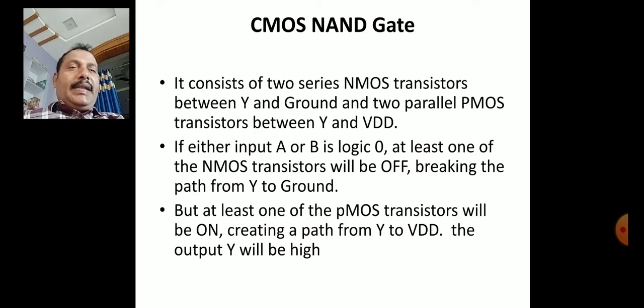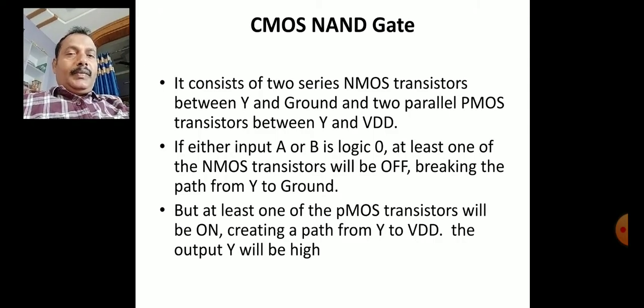So let us consider the CMOS NAND gate. We have seen the CMOS NOT gate. Now let us consider the CMOS NAND gate. It consists of two series NMOS transistors between output Y and ground, and two parallel PMOS transistors between output Y and VDD.